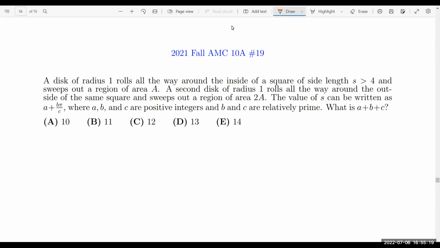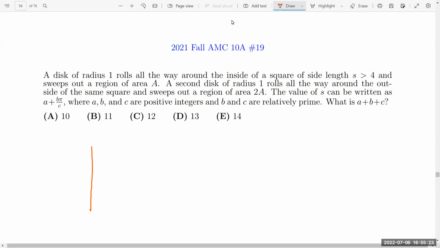A disk of radius 1 rolls all the way around the inside of a square with side length s, where s is greater than 4. So basically a big square. Maybe our disk starts here, and it rolls around and keeps going, and it sweeps out a region of area A. Let's take a minute to figure out what this region looks like.